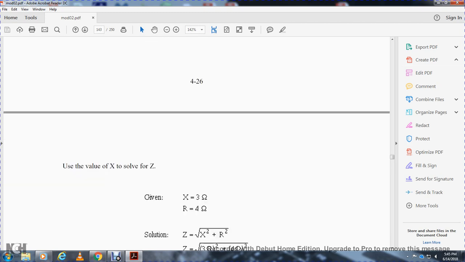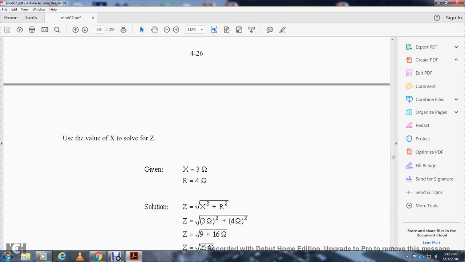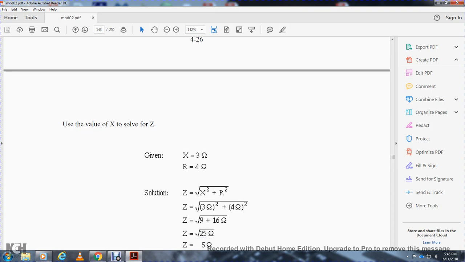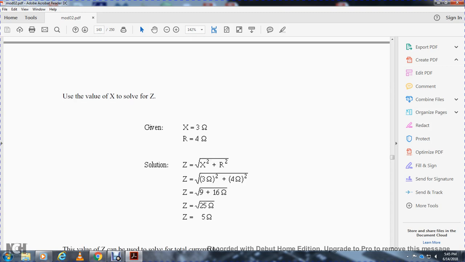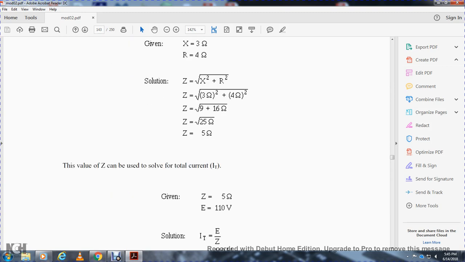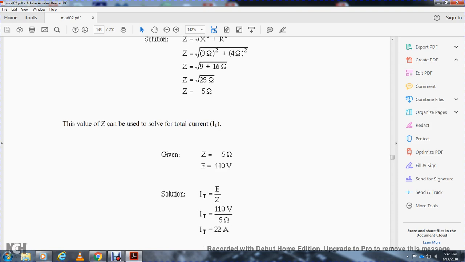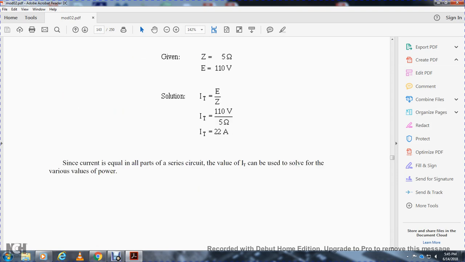Now you use the reactance to solve for impedance. The reactance is 3 ohms and the resistance is 4 ohms. The impedance is equal to the square root of 3 squared plus 4 squared, which equals 25, so the impedance is 5 ohms. The value of Z can be used to solve for the total current. With an impedance of 5 ohms and a voltage of 110, you get 110 volts over 5 ohms, which gives you 22 amps.